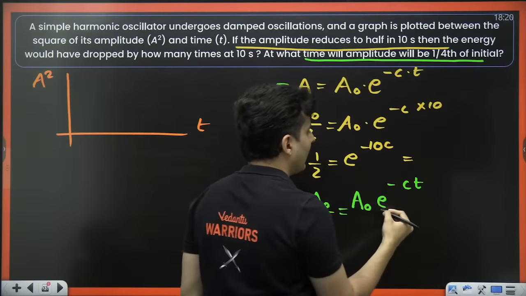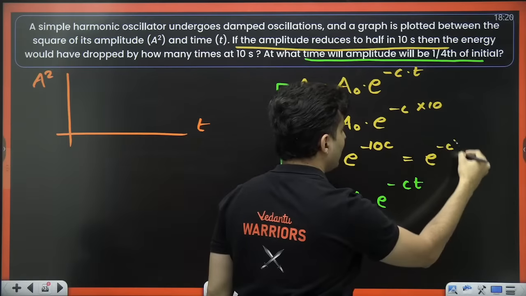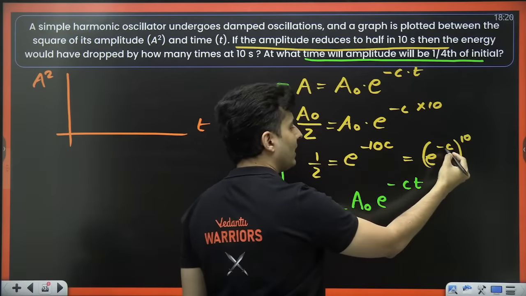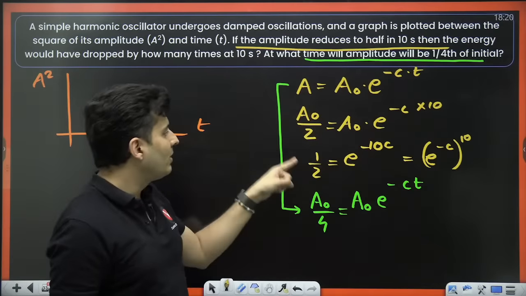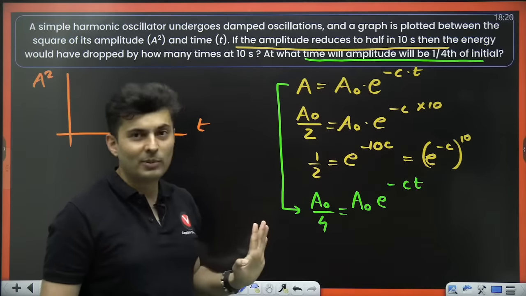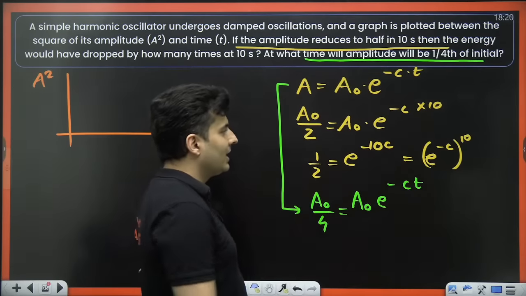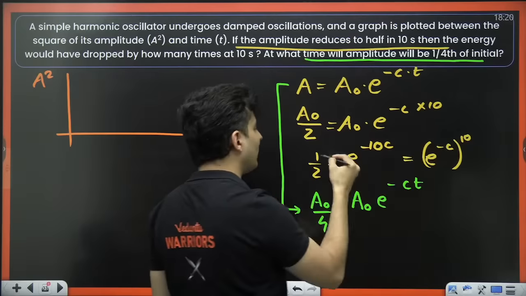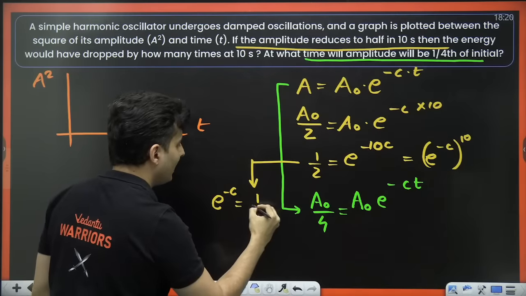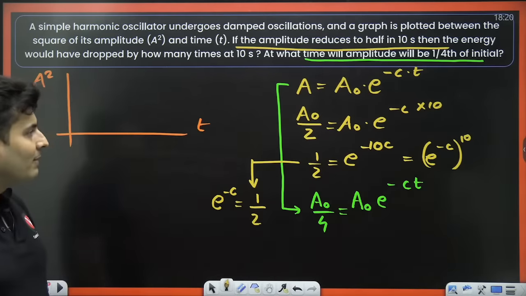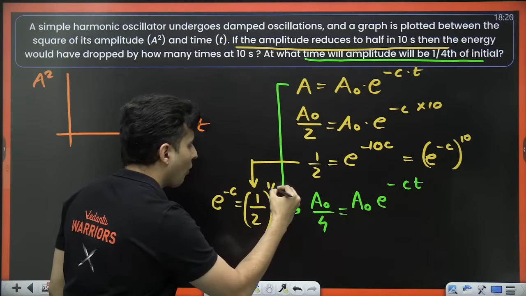Interesting. So why can't I write it as e to the power minus c whole raised to 10? Is that right, everyone? Because at 10 seconds, the amplitude became half. So from this, I got an idea. That e raised to minus c whole raised to 10 is half. That means e raised to minus c will be 1 by 2 whole raised to 1 by 10.